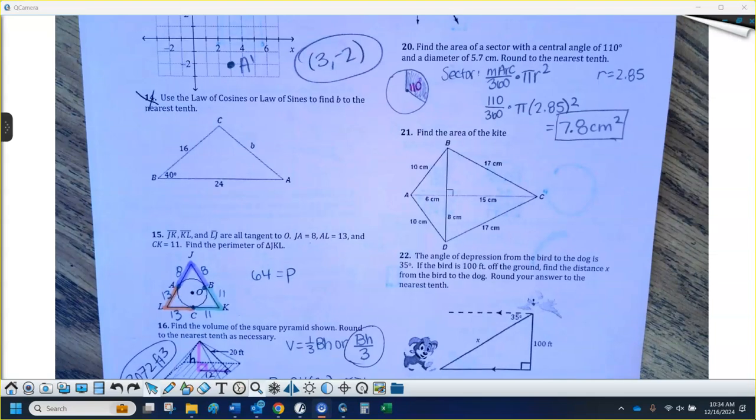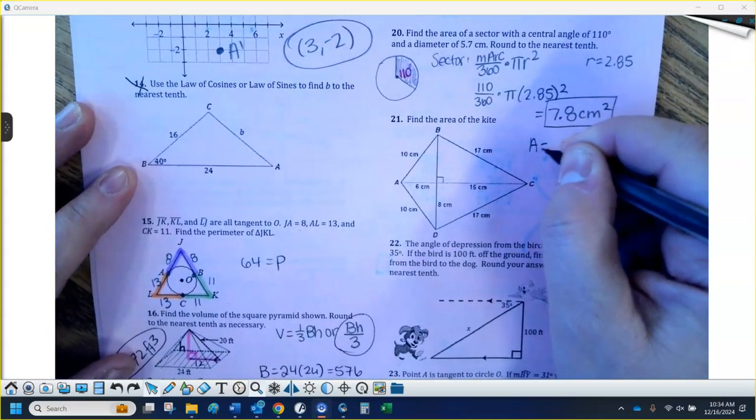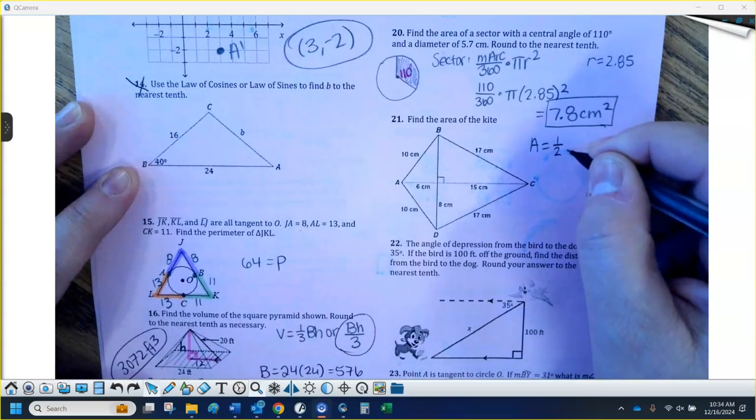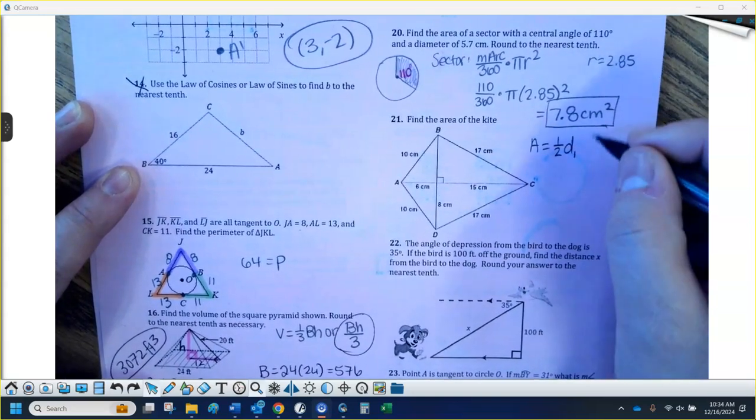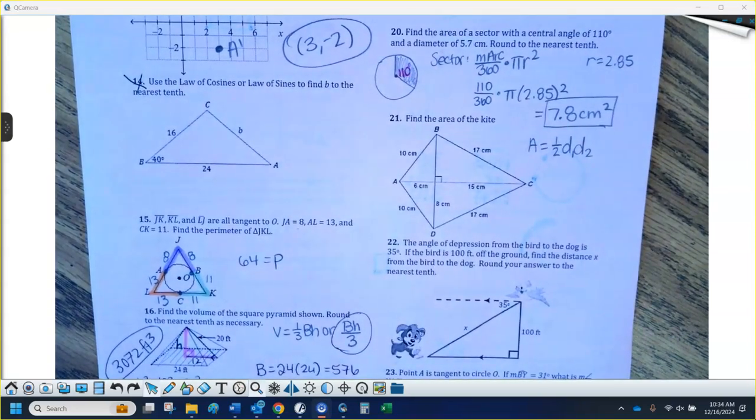Number 21. This is way back towards the beginning of the year. Find the area of a kite. I don't know if you remember this, so let me give you the formula. It's 1/2 d sub 1 times d sub 2. Does anybody remember what the d stands for in the kite? Not diameter, close.